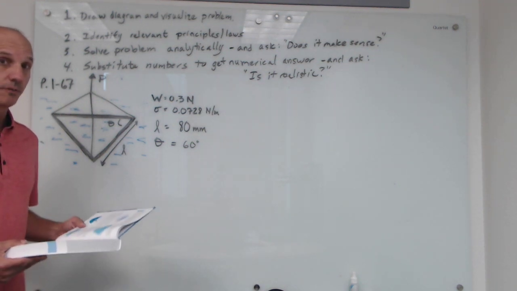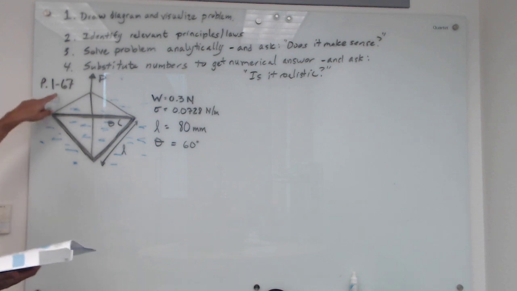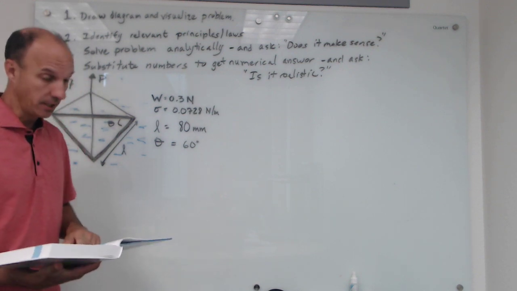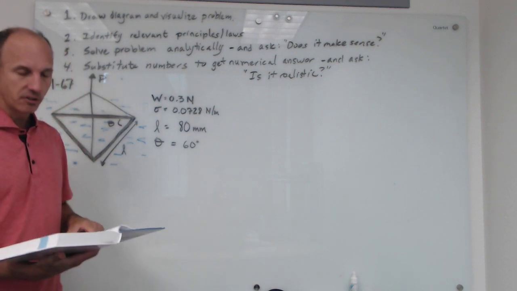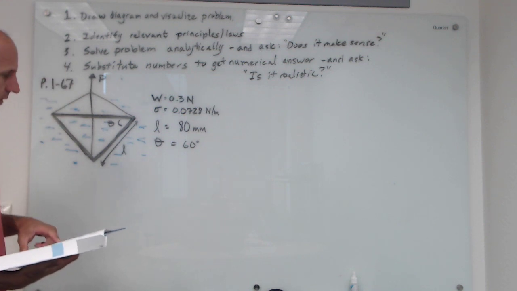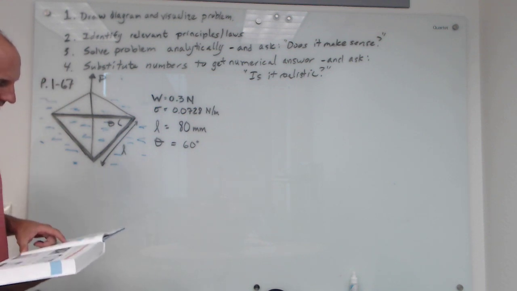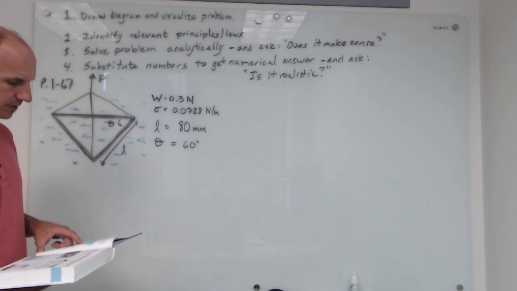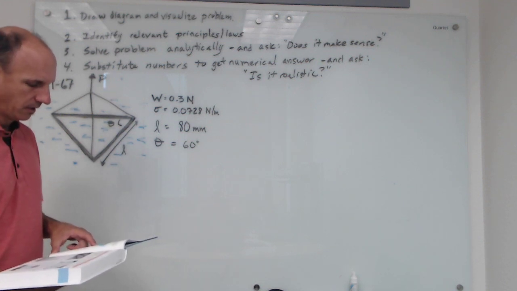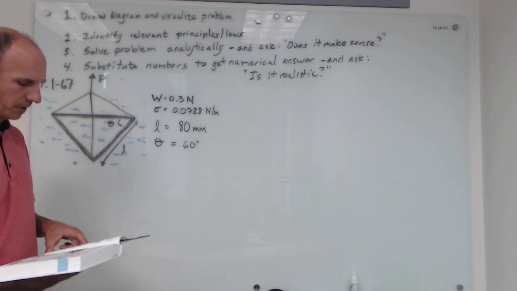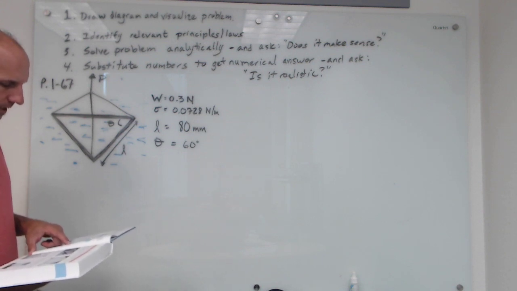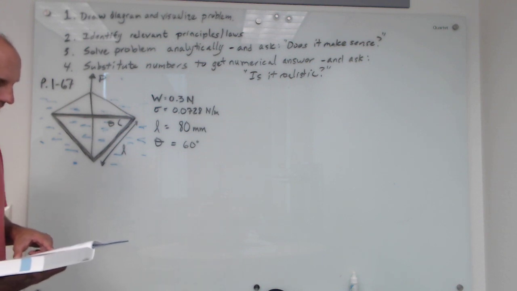All right, so we're going to work a surface tension problem. This is problem 167 from your textbook, and I'll read it. It says the triangular glass rod has a weight of 0.3 newtons and is suspended on the surface of the water, for which the surface tension sigma is 0.0728 newtons per meter. Determine the vertical force P needed to pull the rod from the surface.